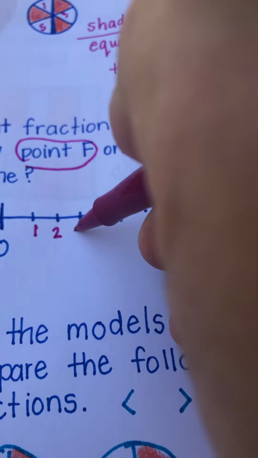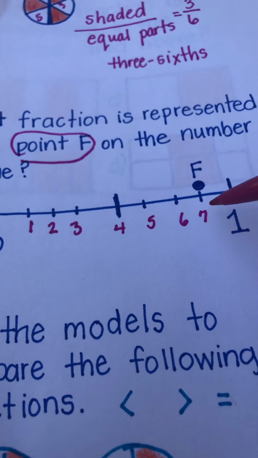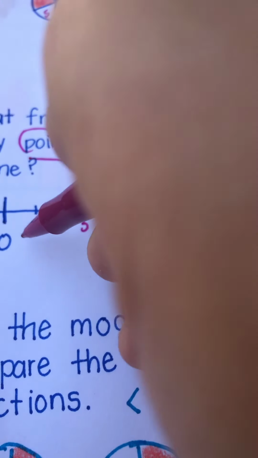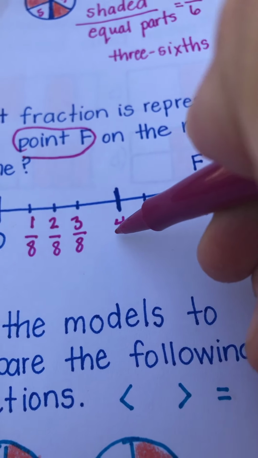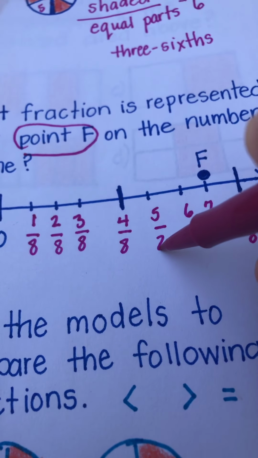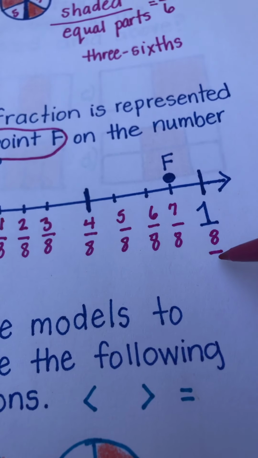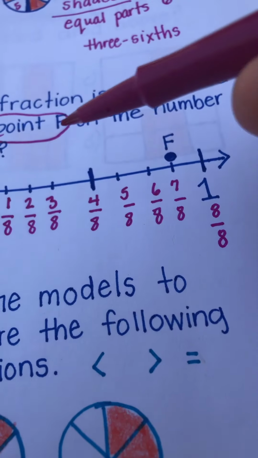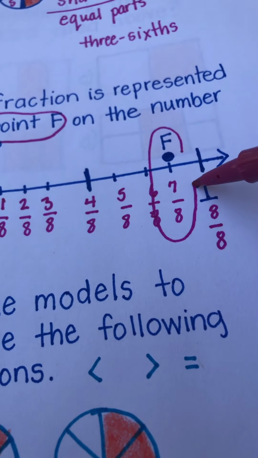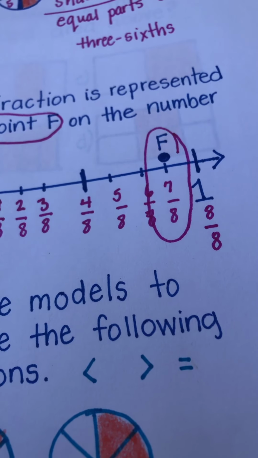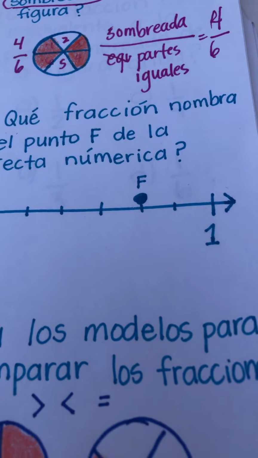1, 2, 3, 4, 5, 6, 7, 8. So then there are 8 parts. All of these represent a fraction of 1, and they are all 8ths. So point F represents that fraction there, 7/8. Now we're going to look at that question in Spanish.